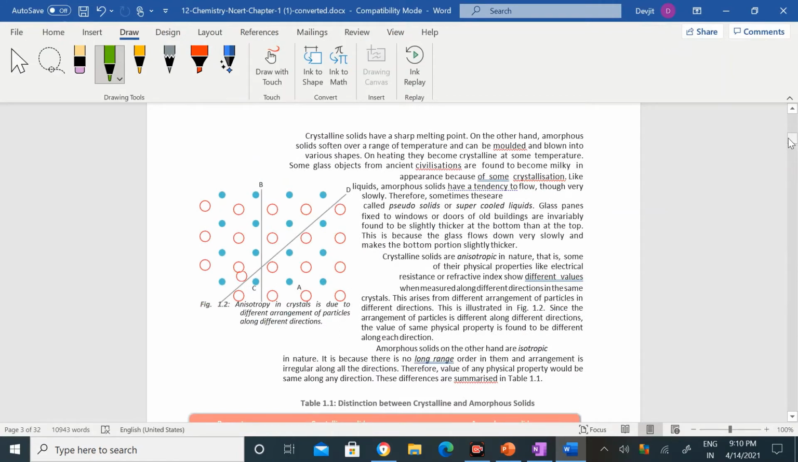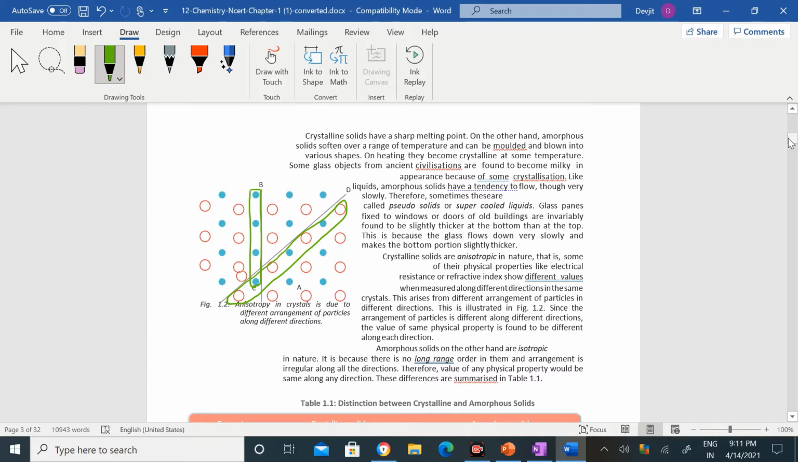See, when I am going this way, just look at the pattern. At the left side, the pattern is having only blue circles. But if I go diagonally, the right side will have alternating blue circles and red circles. So what does this signify? This signifies that in a crystal solid, if I change my direction of navigation through the crystal, the property will differ because the arrangement of atoms will vary.